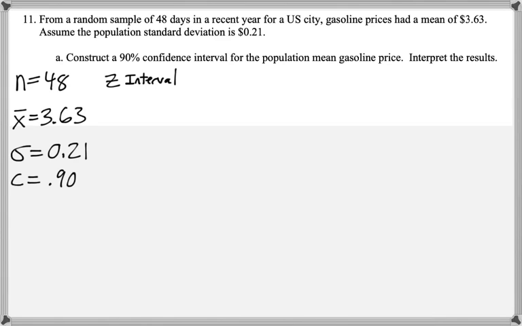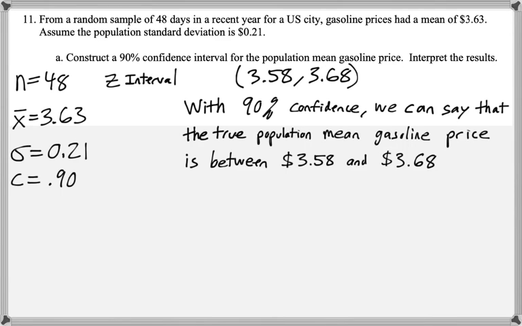So if we use the z-interval command on the calculator, our confidence interval is 3.58 to 3.68. And this means that with 90% confidence, we can say that the true population mean gasoline price is between $3.58 and $3.68.